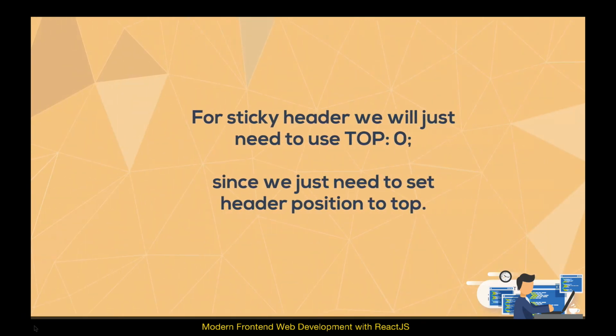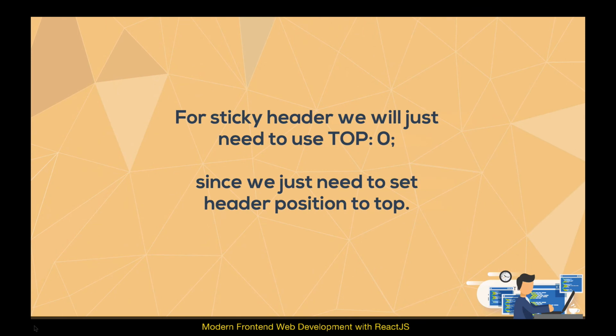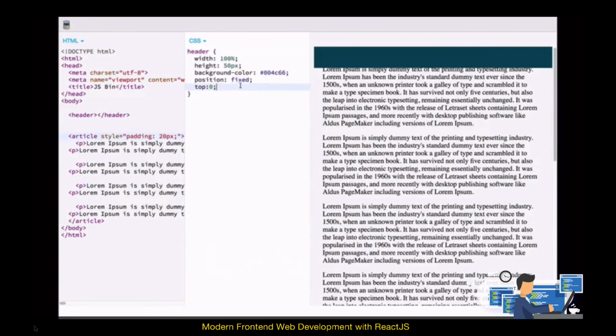For sticky header, we'll just need to use top 0 since we just need to set the header's position on top. Let's say if you want to set it at the bottom, you would set it to bottom 0, but don't add top 0. And that's it. So if you want to stick it on top, use top 0 with the position fixed.